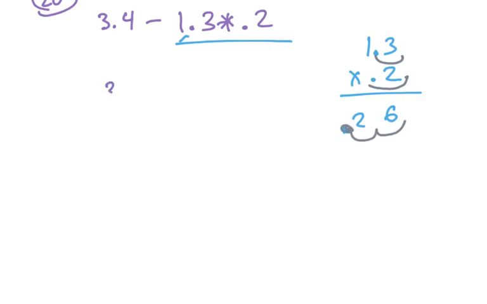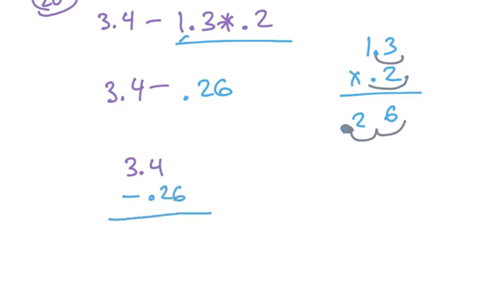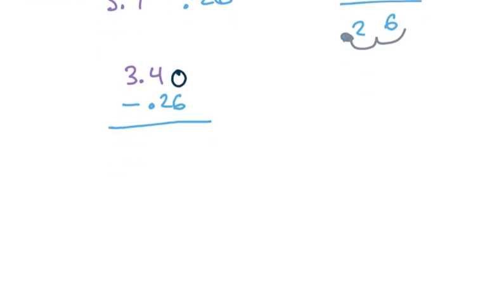So we have 3.4 minus 0.26. And this should make sense because if you're doing 1.3 times 0.2, if you're multiplying by a fraction, that means the number should be getting smaller. So let's finish it off. 3.4 minus 0.26. Notice I'm keeping things aligned. I'll tack on the 0 to make my life a little easier, and we'll subtract.